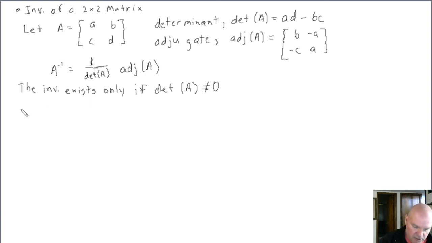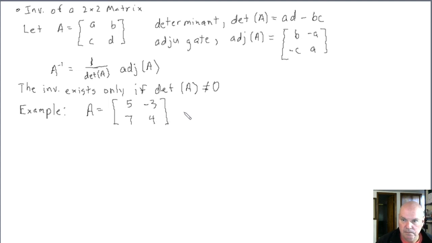Okay, so let's look at a simple example of an application of this. So we'll use this example, 5, 7, minus 3, 4. So the determinant of A is 5 times 4, the product of the elements along the main diagonal, minus the product of the elements along the off diagonal. So this would be 20 minus a negative 21, or 41.